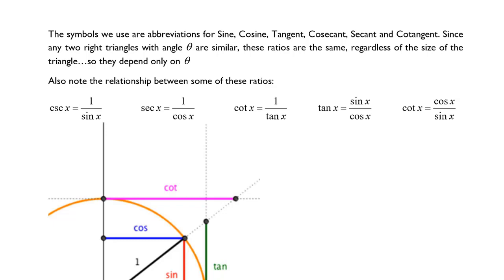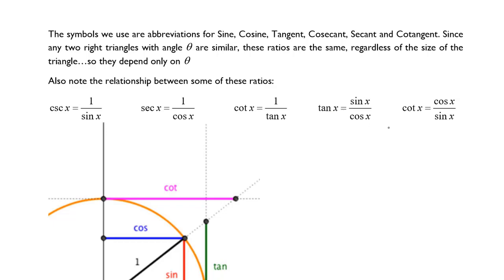And what's very interesting about them is we can write them as we did in the previous video with the reciprocal of the original sine, cosine, and tangent, but we can also write them as a reciprocal of the actual trig ratio that was given. So cosecant of x would equal 1 over sine of x, and secant of x would be 1 over cosine of x. Cotangent of x could be 1 over tangent of x, and tan x, or tangent of x, could equal sine of x over cosine of x.